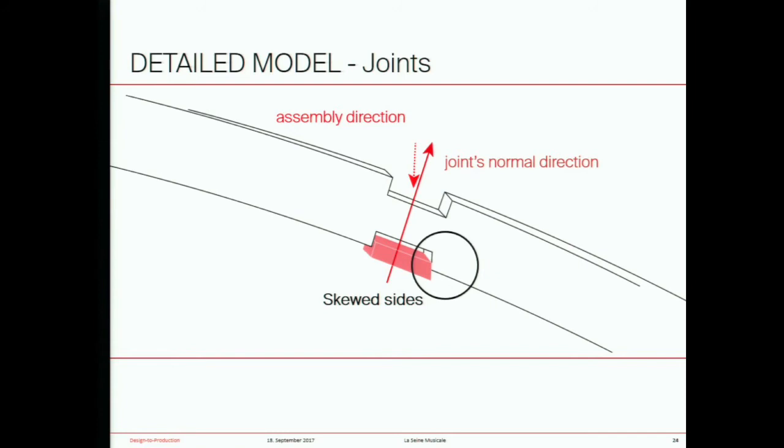And since a segment can connect multiple other segments at different points, there is not only one assembly direction that could fit all of them. So to address this, the sides of the lap joints are slightly skewed, as you can see on the bottom. And since this is likely to weaken the cross-section of the piece, these skewing angles are extracted from the structural model and individual for every joint.